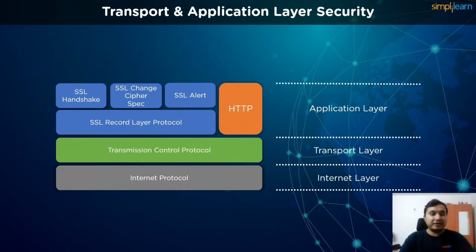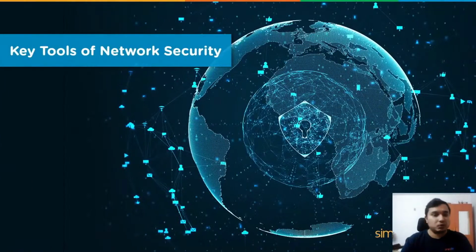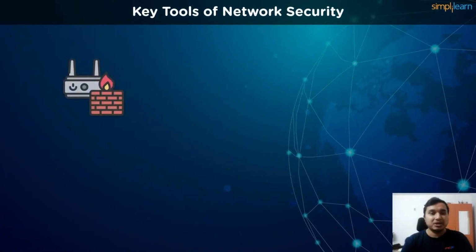Now that the theory behind network security has been covered in detail, let us go through some of the tools that can be used to enforce these network security policies. The first tool to be covered in this section is a firewall. A firewall is a type of network security device that keeps track of incoming and outgoing network traffic, and it decides which traffic to allow or deny in accordance to a set of security rules.